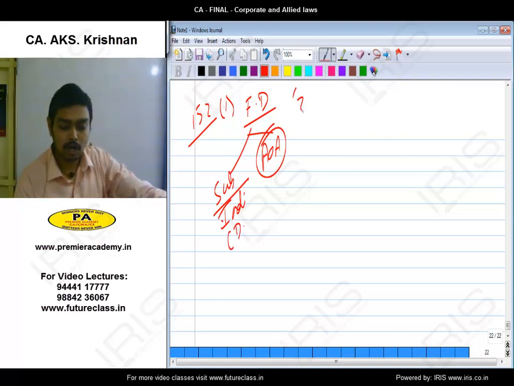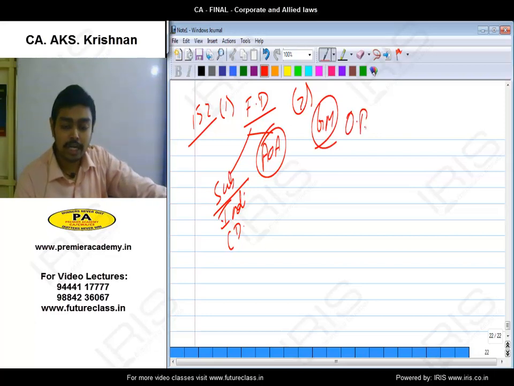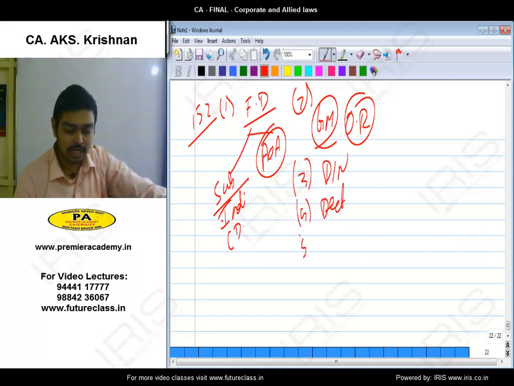Then we have subsequent directors. All the directors should be appointed in the general meeting by passing what resolution? Ordinary resolution. Then 3, you have to have a DIN number. 4, you have to give a declaration to act as director. 5, you should give consent to act as director.